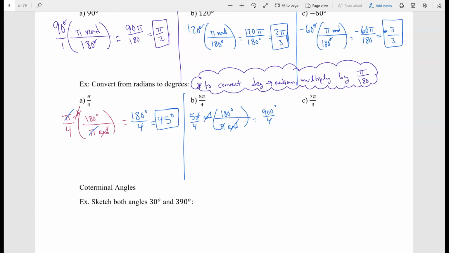Okay, and then when I divide this out, I'm going to have 225 degrees.